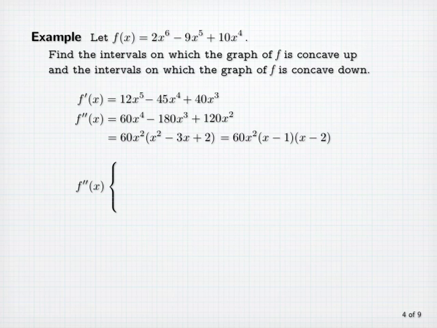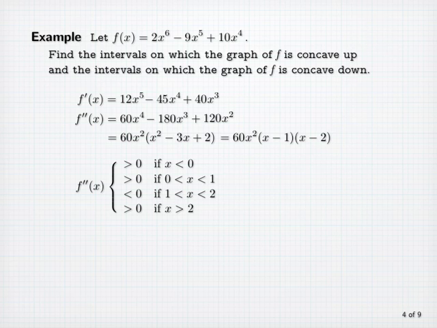So f double prime of x is greater than 0 when x is less than 0, because x minus 1 and x minus 2 are both negative when x is less than 0. When x is between 0 and 1, f double prime of x is positive, because x minus 1 and x minus 2 are still both negative. When x is between 1 and 2, f double prime of x is negative, because x minus 1 is positive while x minus 2 is negative. And when x is greater than 2, x minus 1 and x minus 2 are both positive, and so f double prime of x is positive.